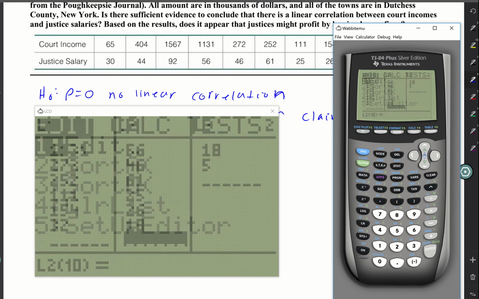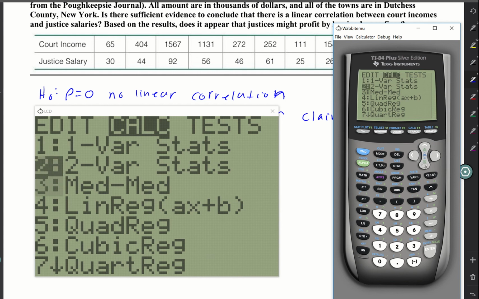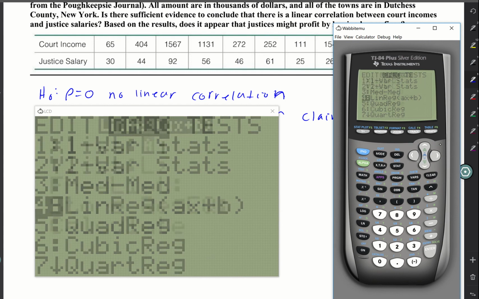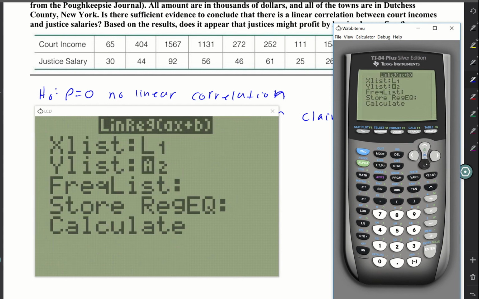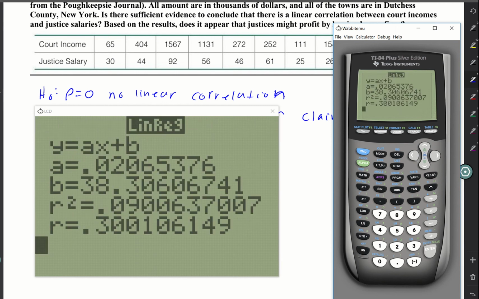All right, and then what do we run for this to figure out what our R is? Calc and then 4, our LinReg. And we tell it our list 1 and our list 2. It might want them with just commas in between, either way. All right, and I'm going to get my R value. So we're going to get 0.300.